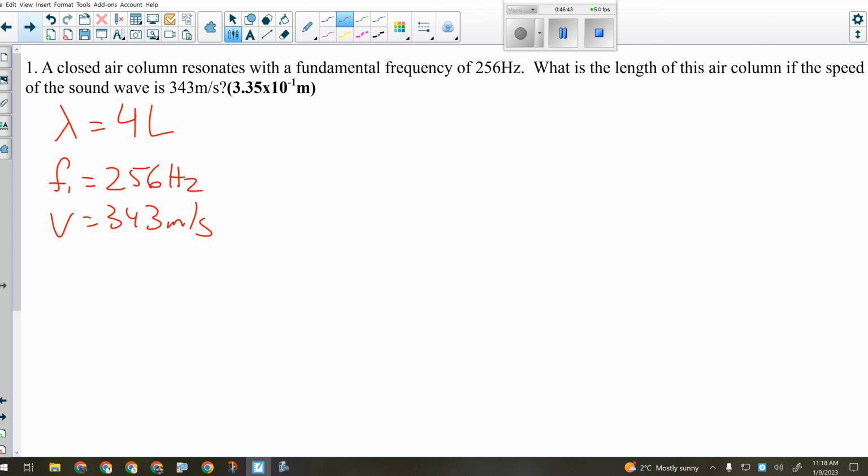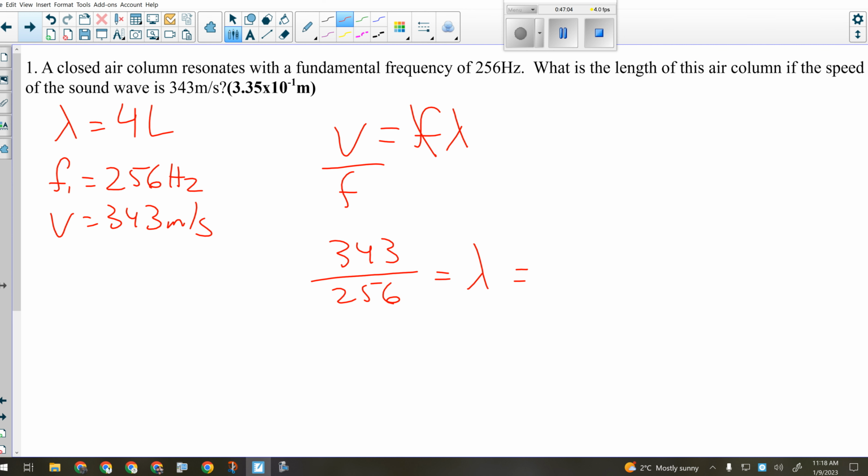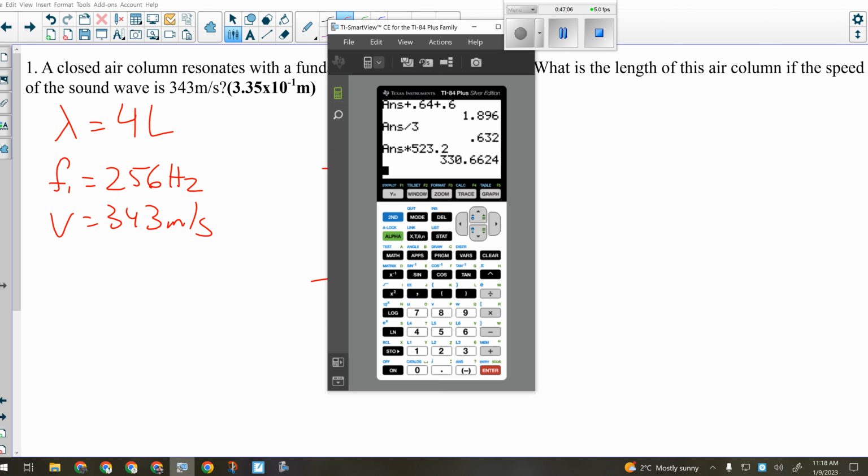You would manipulate your speed equation. Use the universal wave equation: V equals F times lambda. I'm looking for lambda, so I divide both sides by F. I'll take my 343, divide it by 256. That'll give me my wavelength. So 1.3 meters.